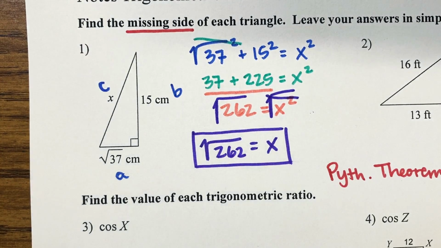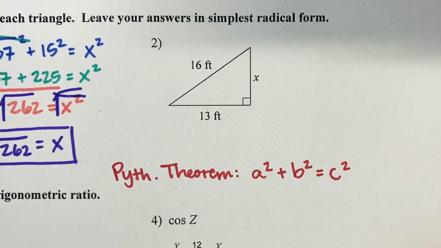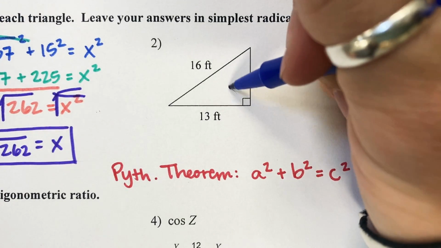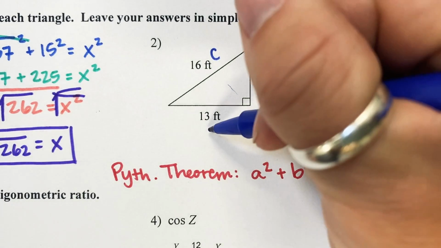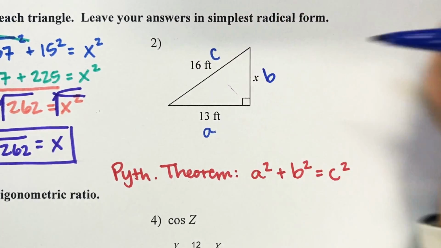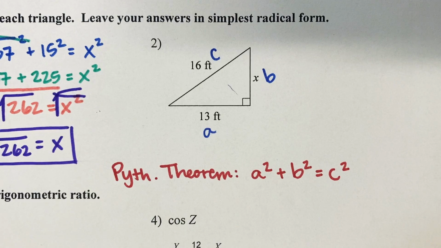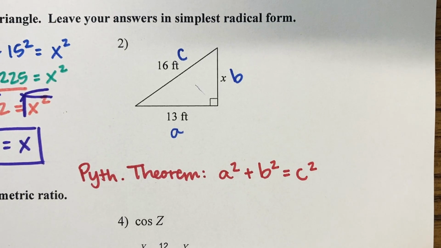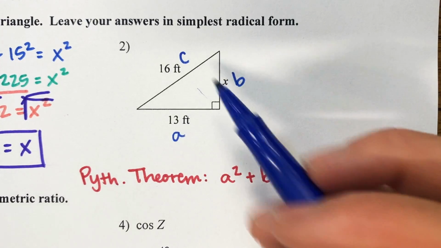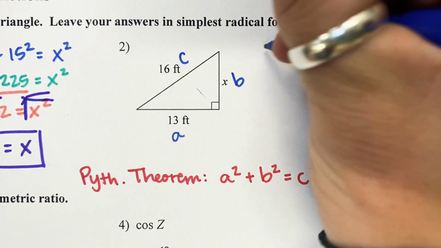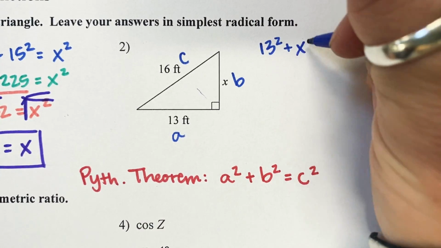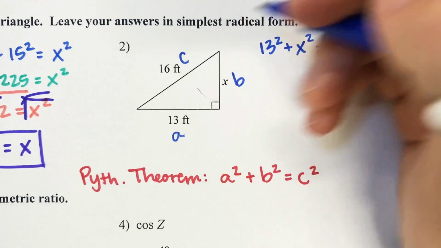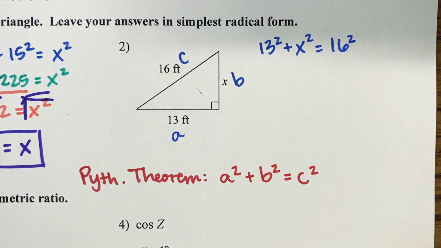Okay, so let's do that again for number 2. Let's identify A, B, and C. C is always across from my right angle. 16 is C. I'm going to do 13 is A, and X is B. Now we can fill it into our Pythagorean Theorem. A squared plus B squared equals C squared. My A is 13, so 13 squared plus B squared equals C squared.